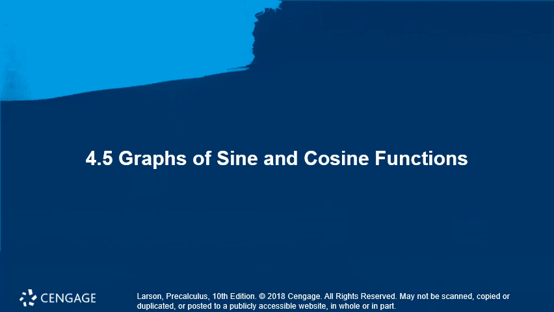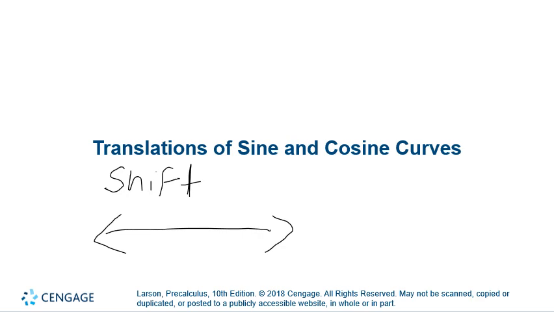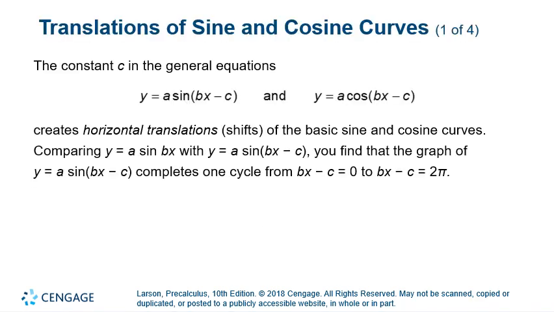Now that we have spent a few days talking about amplitude and period, it's time to talk about translations, which we can also call shift. And this is going to be a shift in the left and right direction to start out with. What's happening here? We know A and B. We've already been talking about those a lot. What's happening here is the C is what's causing the horizontal translation or shift in the sine and cosine curves.